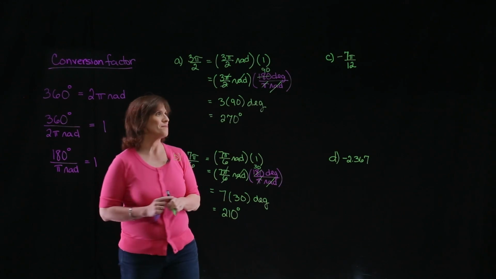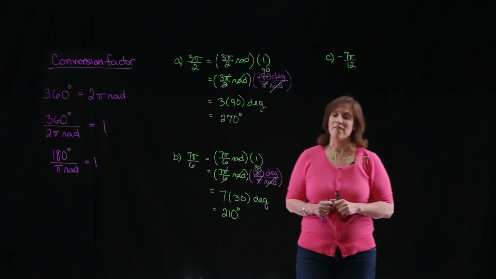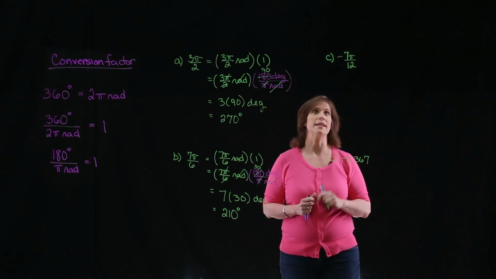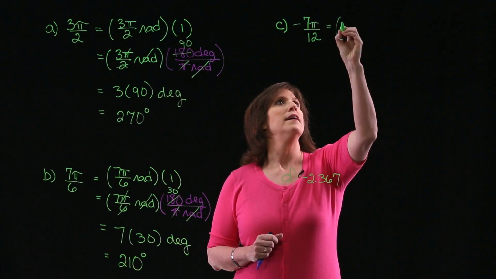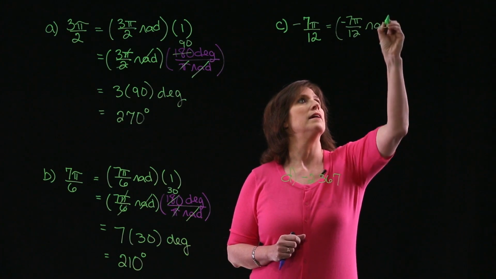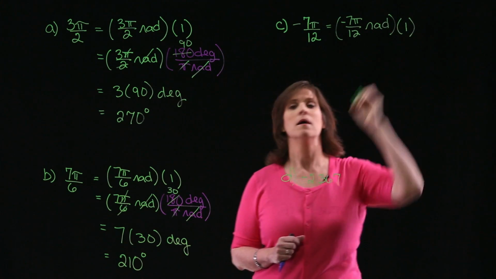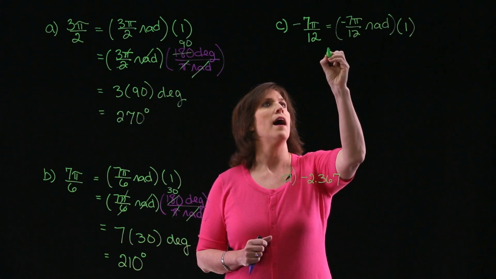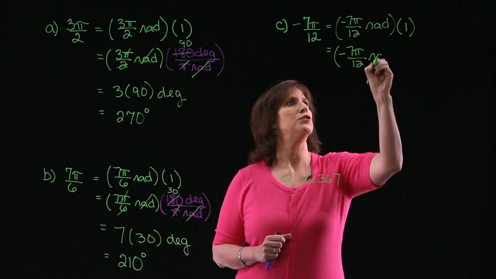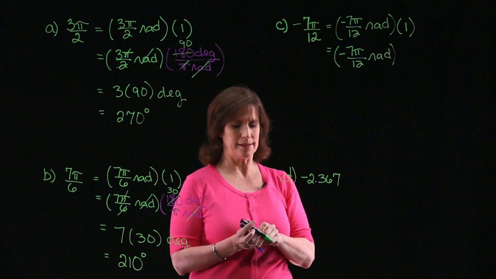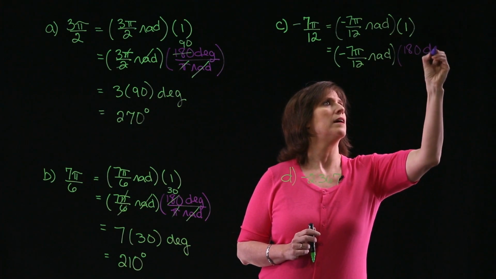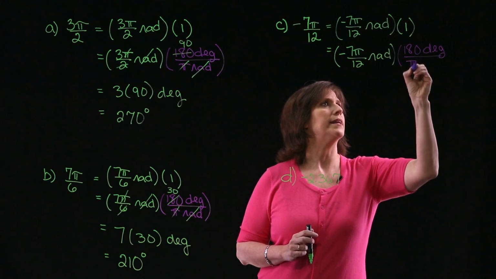All right, another time. This time I have a negative angle, but the process is the same. Negative 7 pi over 12 is still measured in radians. So I'm going to have negative 7 pi divided by 12 radians. And I'll multiply by 1. I can use my conversion factor, the same one that I've been using, to rewrite the 1 as 180 degrees divided by pi radians.